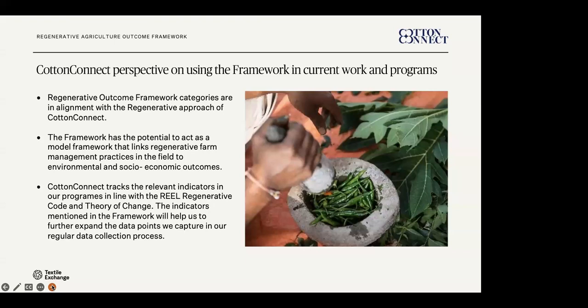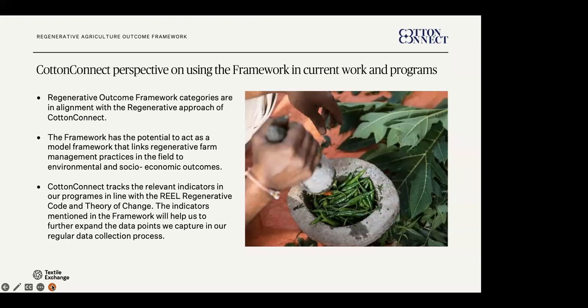And this is because it allows to link regenerative farm management practices in the field with the environmental and social economic outcomes. And as you know, you cannot have regenerative farming without addressing the social and financial issues farmers face. In Cotton Connect, we are already tracking the relevant indicators in our programs. This is in line with our regenerative code and theory of change.